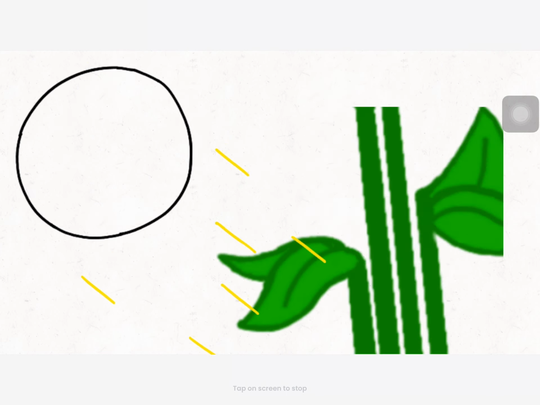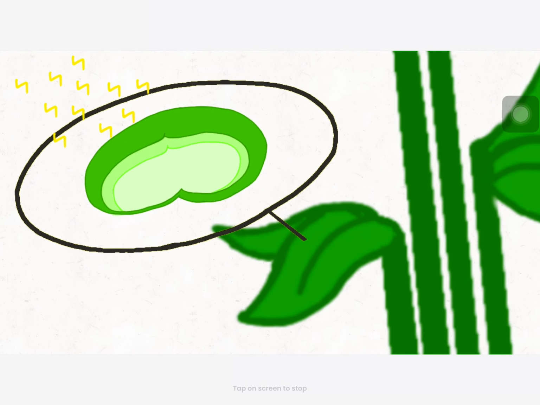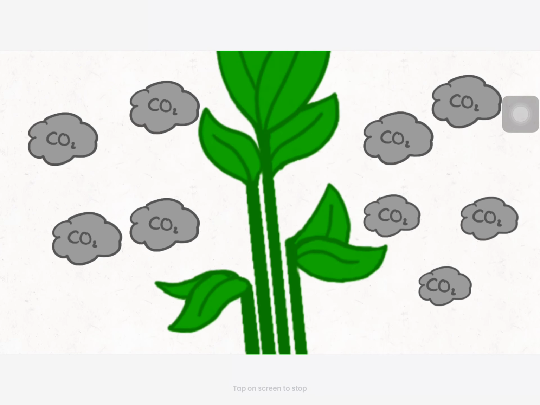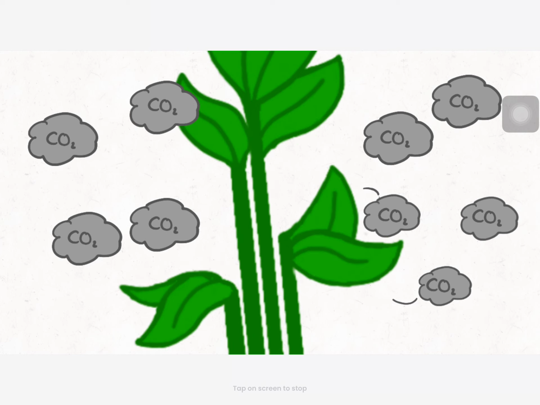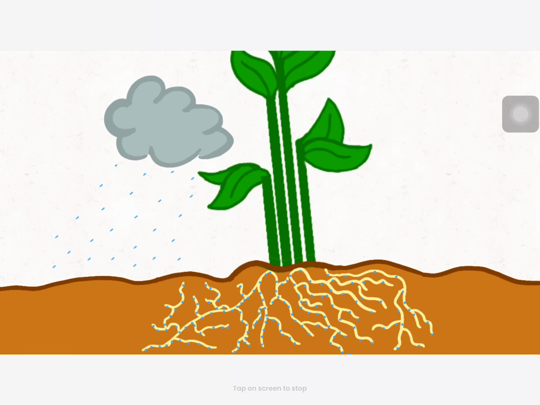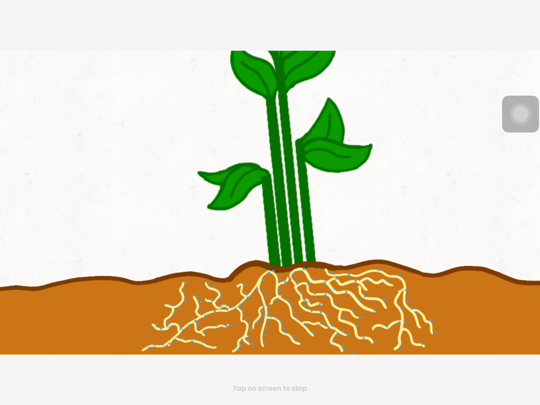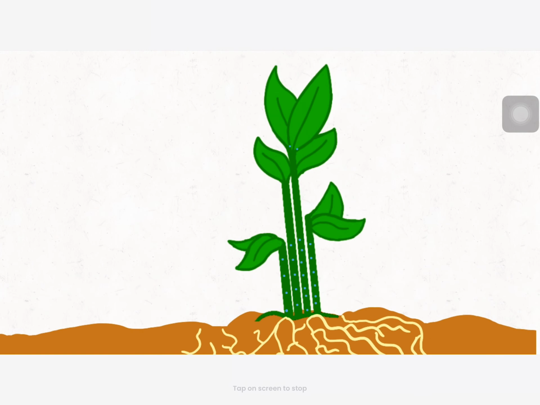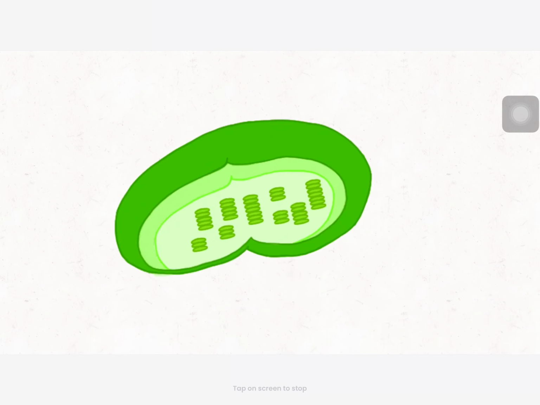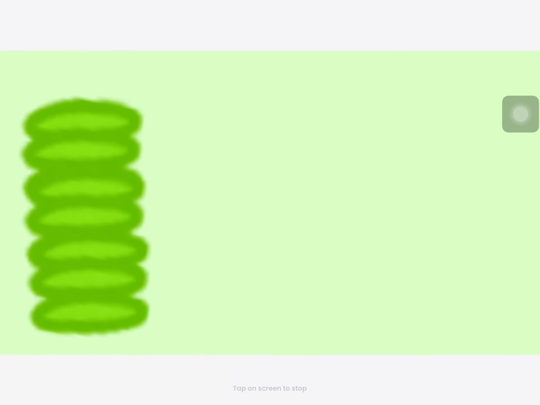Light is absorbed by the leaves into the chloroplasts, which contain chlorophyll. Carbon dioxide is then absorbed into the plant through the stomata on the underside of the leaves. Water is absorbed through the roots of the plant and from then on carried up the stem of the plant to the leaves. The chloroplast contains grana, which are stacks of thylakoids.